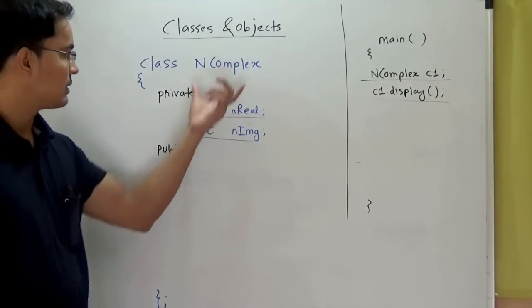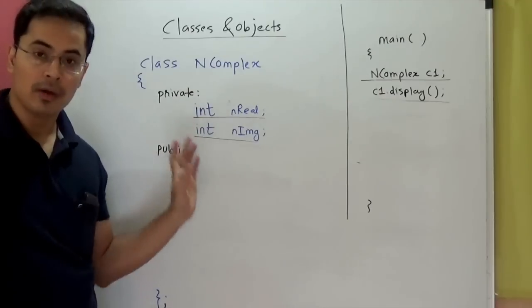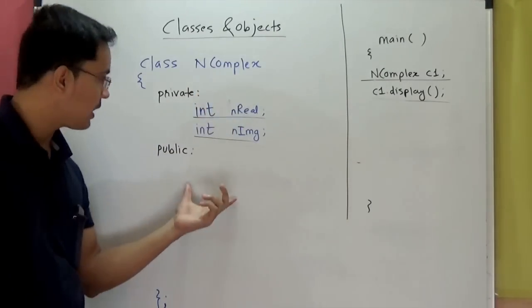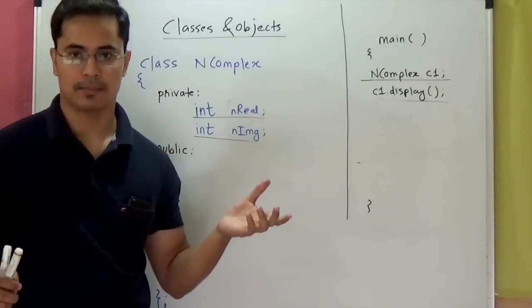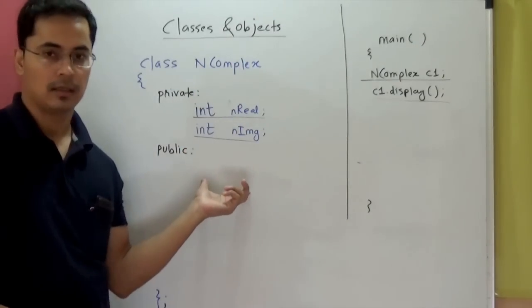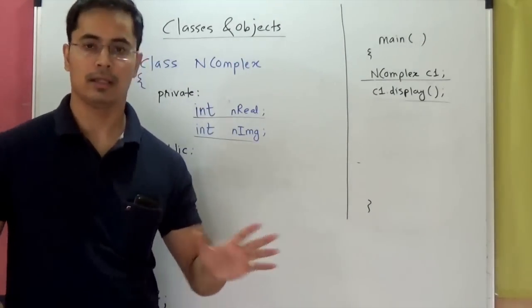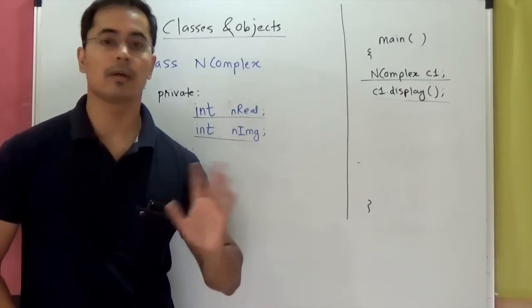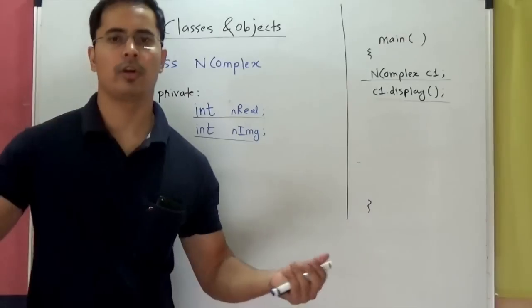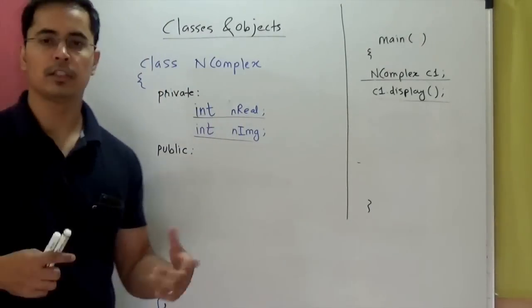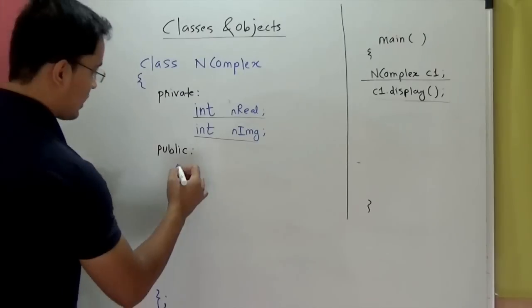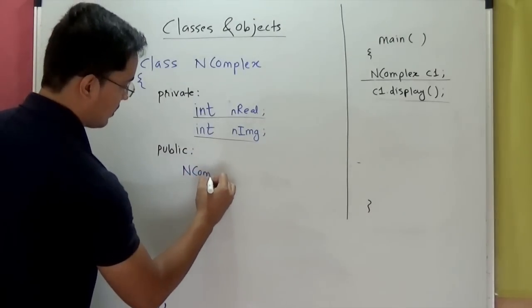The answer is that the constructor always returns an object of the same type. If you're writing a constructor for the nComplex class, it will return an object of the nComplex class. It is like a ground rule, and this is for all object-oriented programming languages, be it C++, Java, C#, any object-oriented programming language. So you never mention the return type for a constructor. You'll just say nComplex, right?